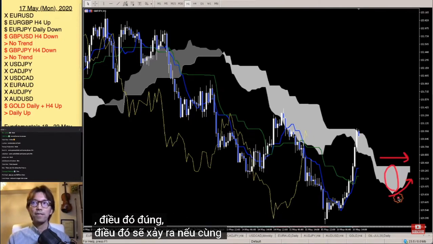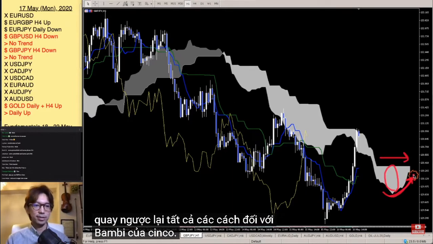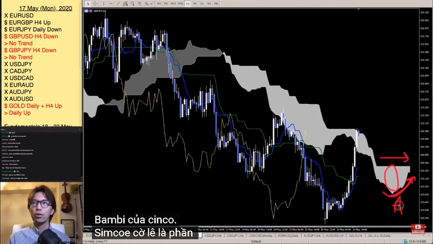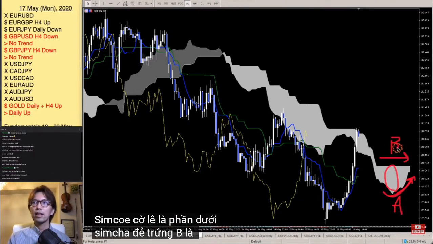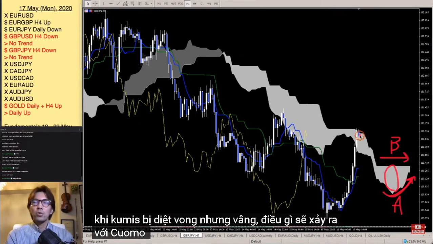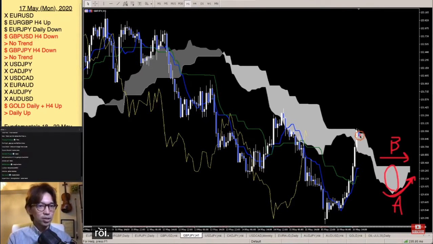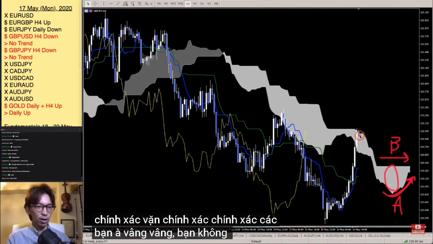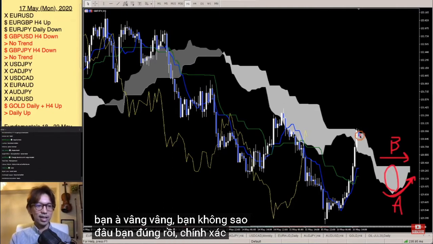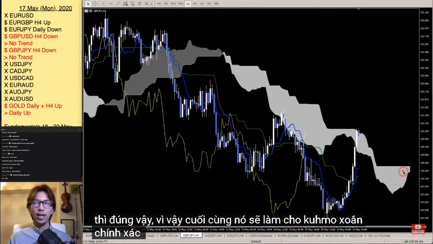So what happens if the Senko span A retraces backwards all the way to Senko span B? So Senko span A is the lower part, Senko span B is the upper part when the Kumo is bearish. But yeah, what happens to Kumo as it becomes as thin as possible? All right, yeah, Kumo twist, exactly. It's going to be bullish, right? Bullish Kumo twist, exactly. Yeah, you're all right. Yep, so it will make the Kumo twist, right?